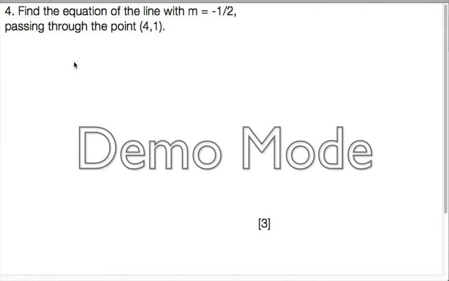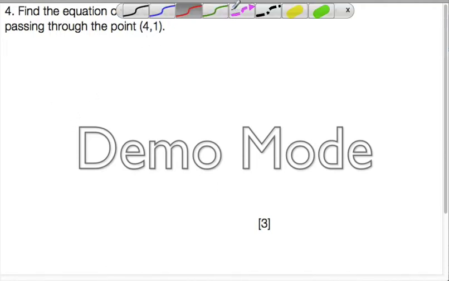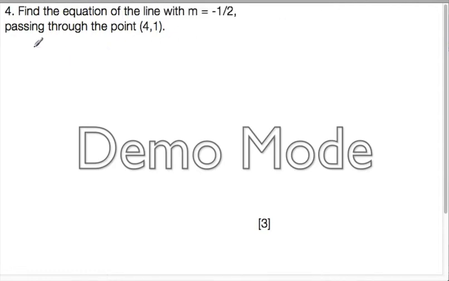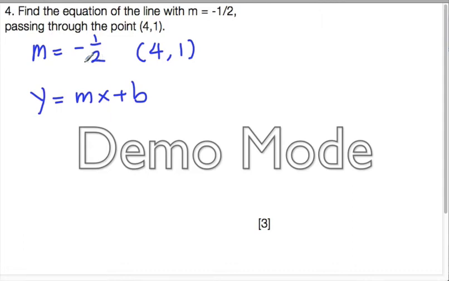Find the equation of the line with m is equal to negative 1/2, passing through the point 4 and 1. So you're given the slope already. The slope is negative 1/2, but it goes through 4, 1. So I'm going to start with my equation y equals mx plus b. I already know what m is, so I'm going to plug that in.